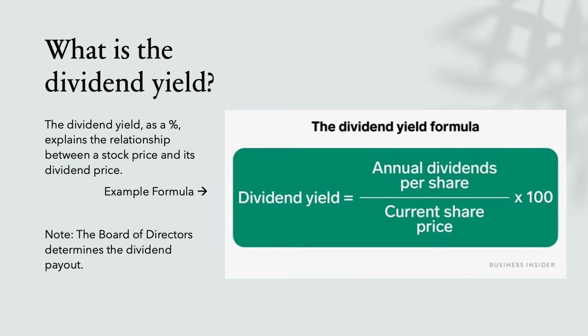And as you can see here, this is an example formula from Business Insider. Dividend yield equals annual dividends per share, which is basically the annual dividend payout, over the current share price times 100. All right? And just a little side note, the board of directors of a company determines the dividend payout. Don't forget that.